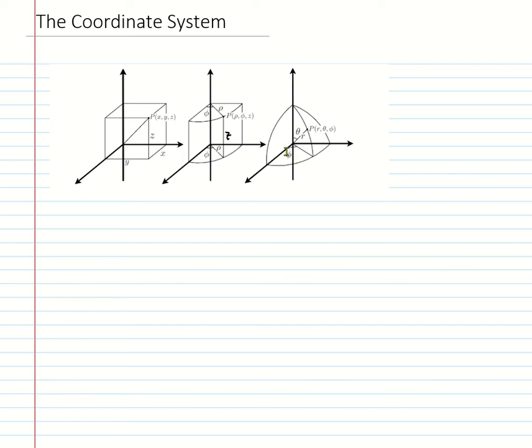Then we have phi, still. Phi is still the angle coming from the x-axis here somewhere, and it rotates counterclockwise.